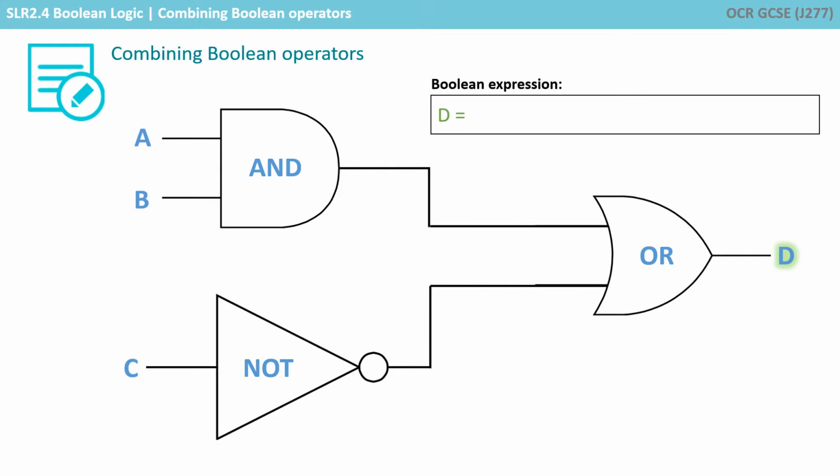So we're going to start with D equals, because the output is D. So what is D equal to? Well, D is equal to the output of A and B, or not C. So at the top there, we can see the textual based Boolean expression for the logic diagram on the screen. D equals A and B, or not C.